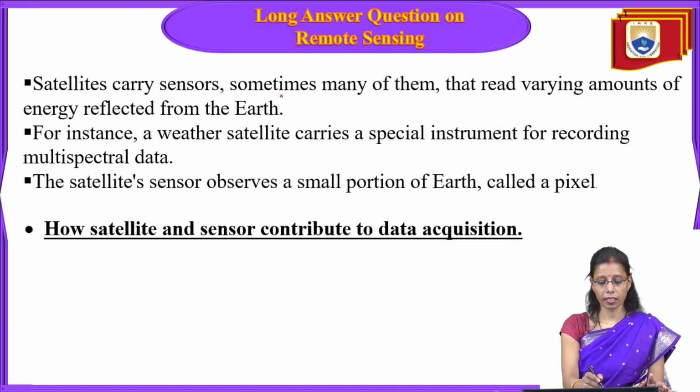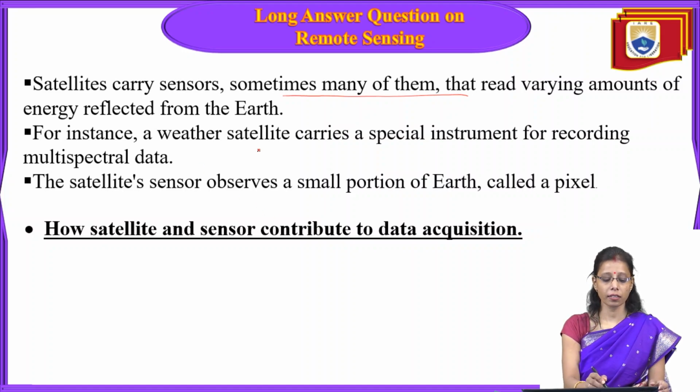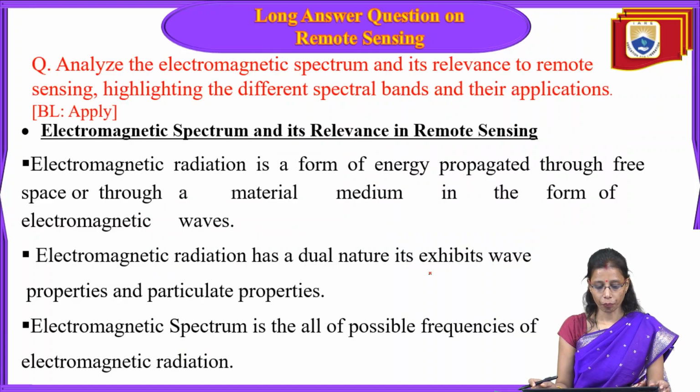Now, a satellite carries sensors, sometimes many of them, that read varying amounts of energy reflected from the Earth. For instance, a weather satellite has special instruments for recording multispectral data, and the satellite sensor observes a small portion of the Earth called a pixel. So whatever the satellite observes, we call it a pixel. We have to see how the satellite and sensor contribute to data acquisition.